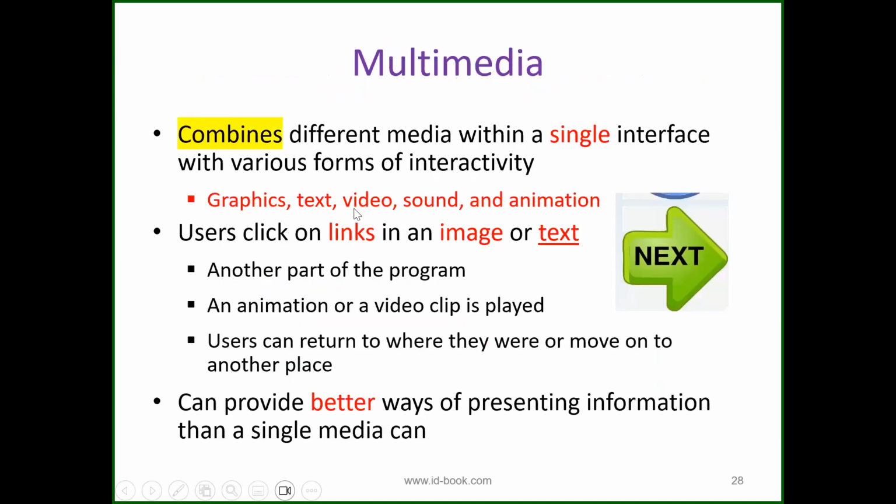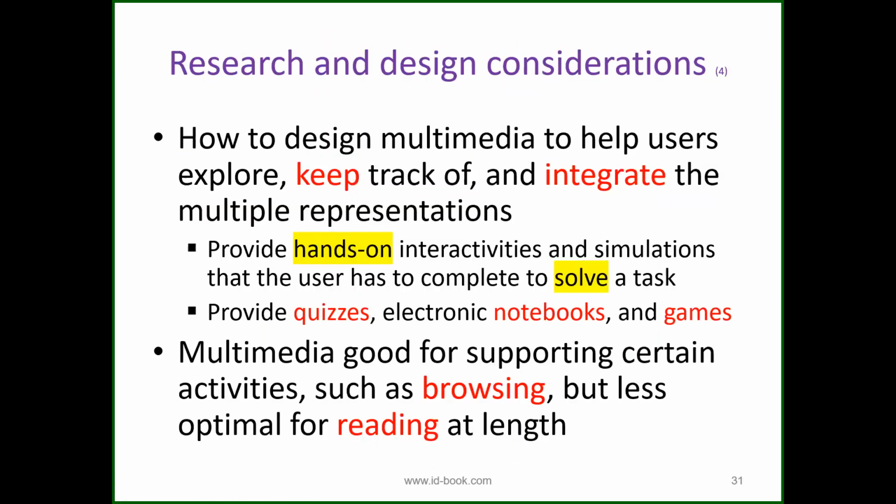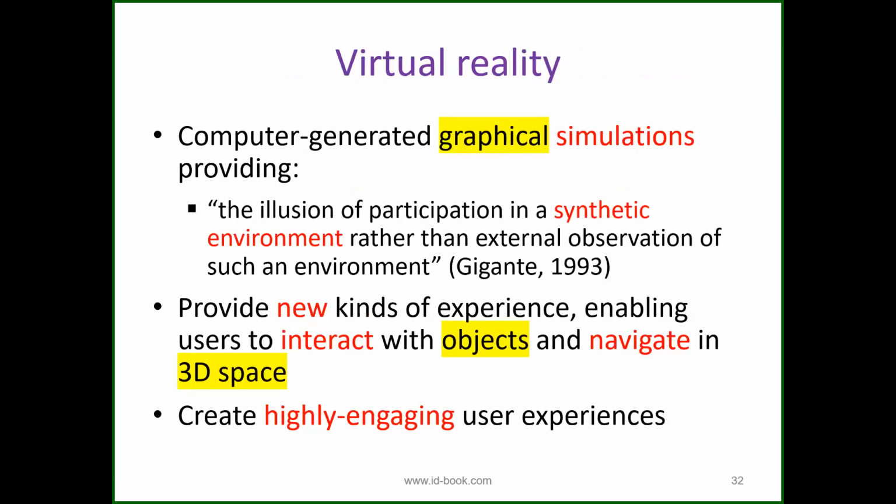We use graphics, text, video, sound, and animations together, right? So if you have only long text, it will become very boring to read. So if you have very lengthy text, we have to use multimedia, and it is less optimal for reading at length. If you have lengthy reading, then multimedia cannot support too much inside it. So you need to have lesser text. Audio clips can support, images can support the understanding and creation of content.